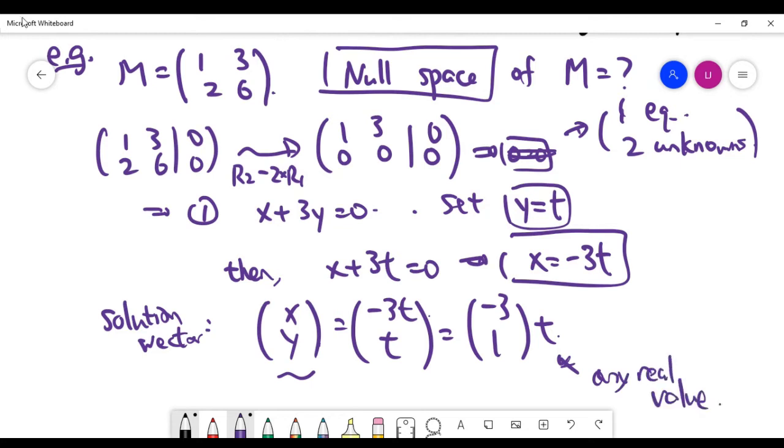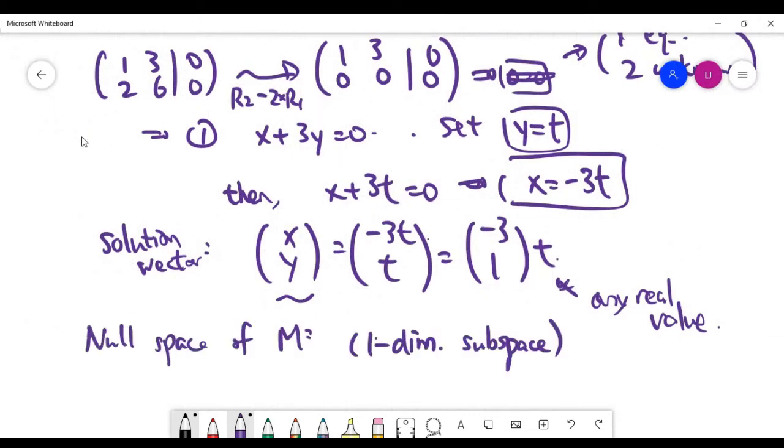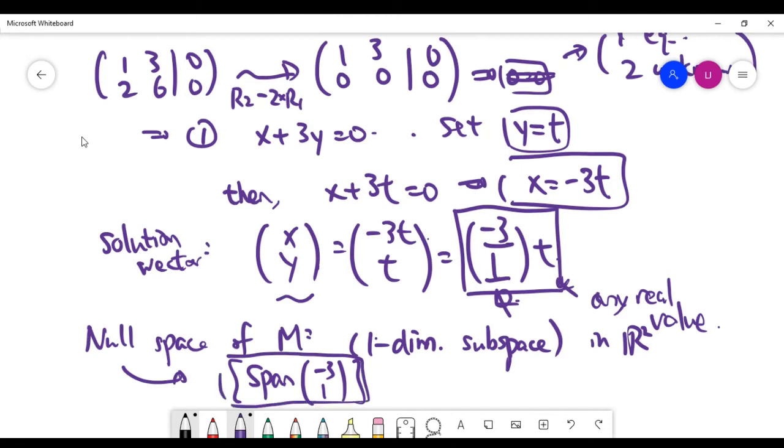So what is the dimension of this space? Can you tell me? So it means that this null space of M is actually a one-dimensional space in R2 because now the vector has two coordinates, right? We can call it R2. And this one-dimensional space is basically a straight line governed by the direction of this column vector. So let me put it here. The null space can be written as the span of this one single vector, which is basically a straight line along the R2. And that's the answer to this problem.